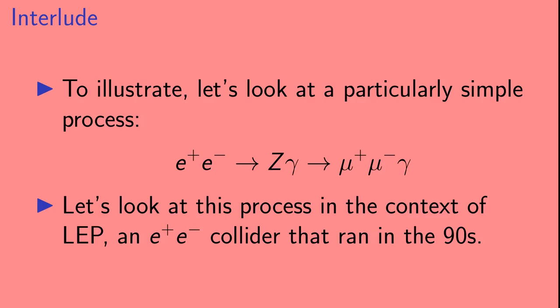To illustrate, let's look at a particularly simple process. Here, an electron and a positron collide to produce a Z boson and a photon. The Z then decays into a muon and an antimuon. Let's look at this process in the context of LEP, an E plus E minus collider that ran in the 90s.